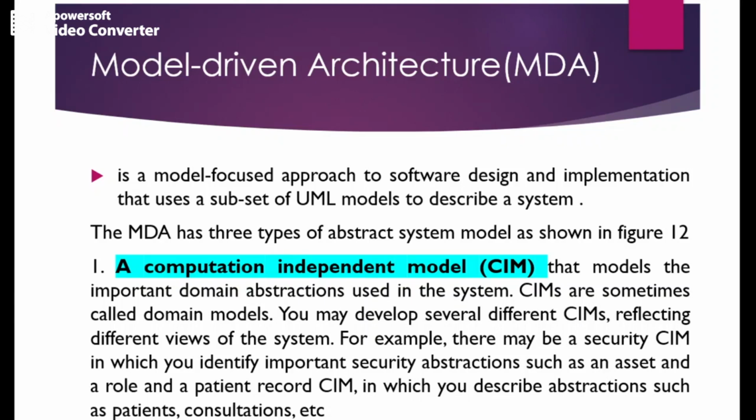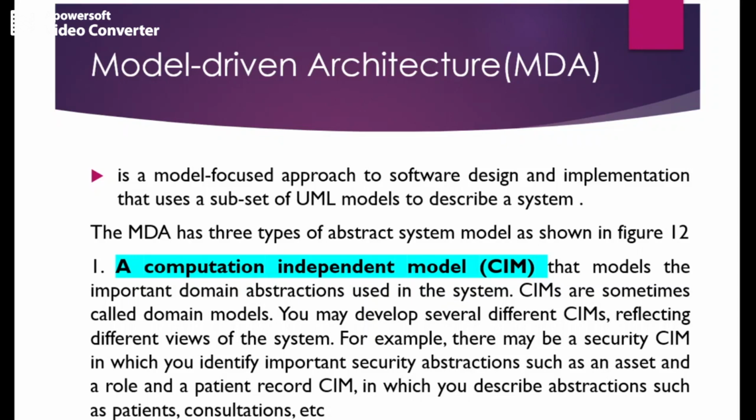So what does it do? It will give different views of the system. These are called domain models because they represent the domain abstractions of the system. Just one example: there may be a security CIM. We might have a security CIM which will identify important security abstractions such as an asset.